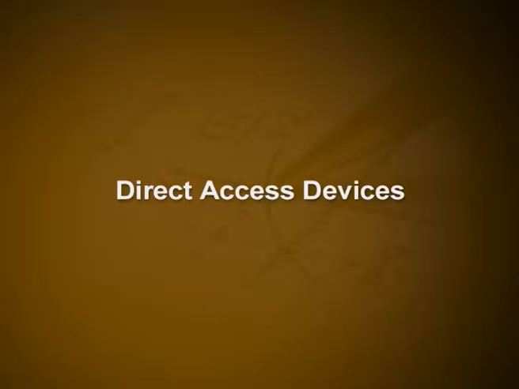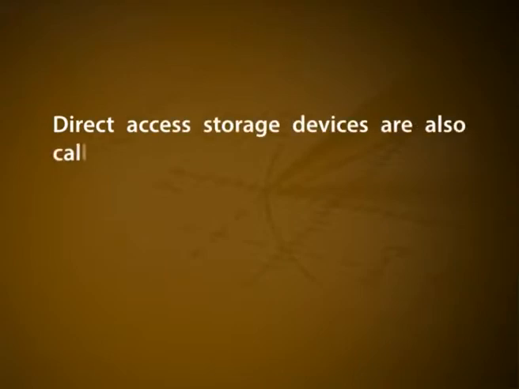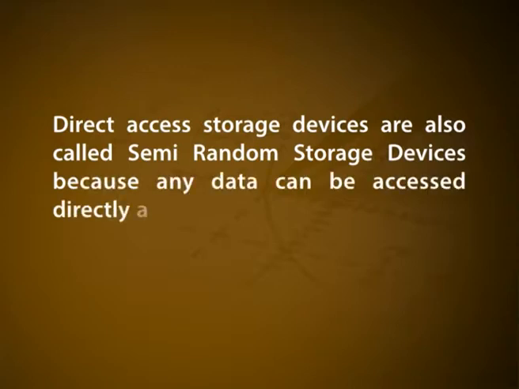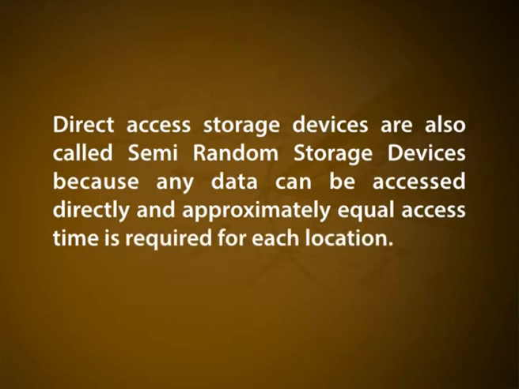Direct access devices. In many applications, we need to access information in a more direct manner than sequential access devices allow. As with sequential access, direct access involves a shared read-write mechanism. However, individual blocks have a unique address based on the physical location. Direct access storage devices are also called semi-random storage devices because any data can be accessed directly and approximately equal access time is required for each location.